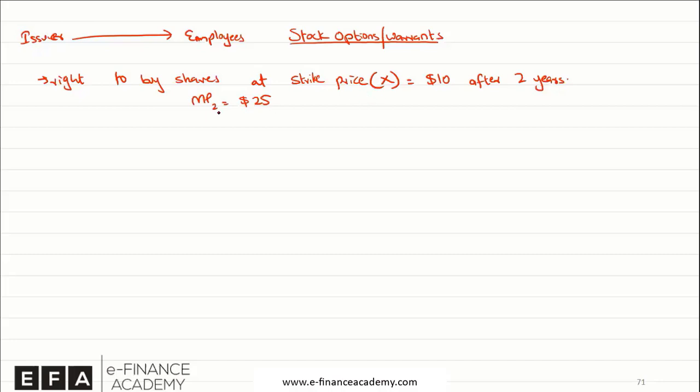So whenever the average market price during the exercise period, because there could be a period, let's say you can exercise after 2 years within 3 months, we need to look at the average market price during that period as opposed to looking at a single day's price. So let's suppose the average market price after 2 years is around $25. If this average market price is greater than the exercise price, which is the strike price, then of course the employee is going to exercise, and this actually benefits the employee.